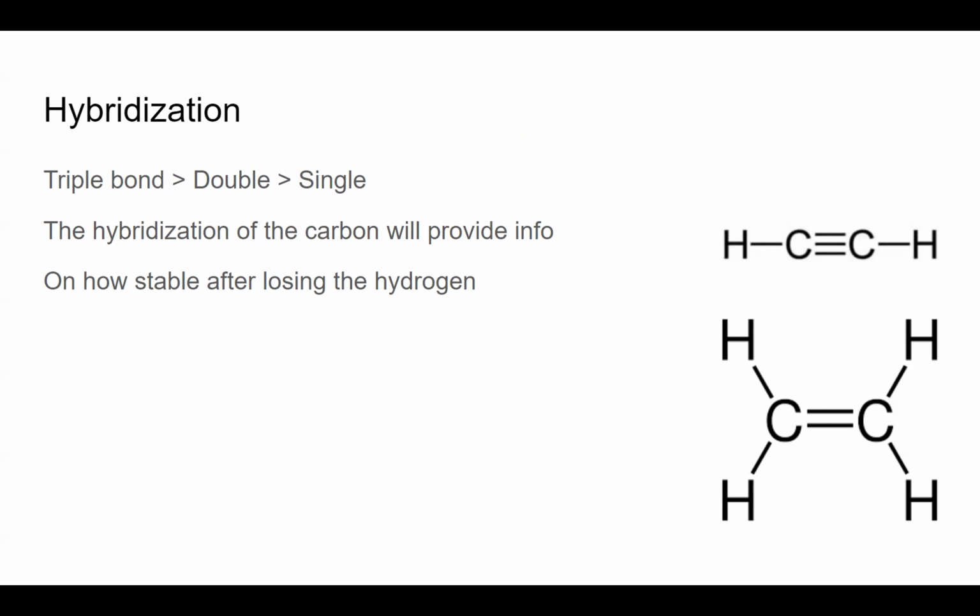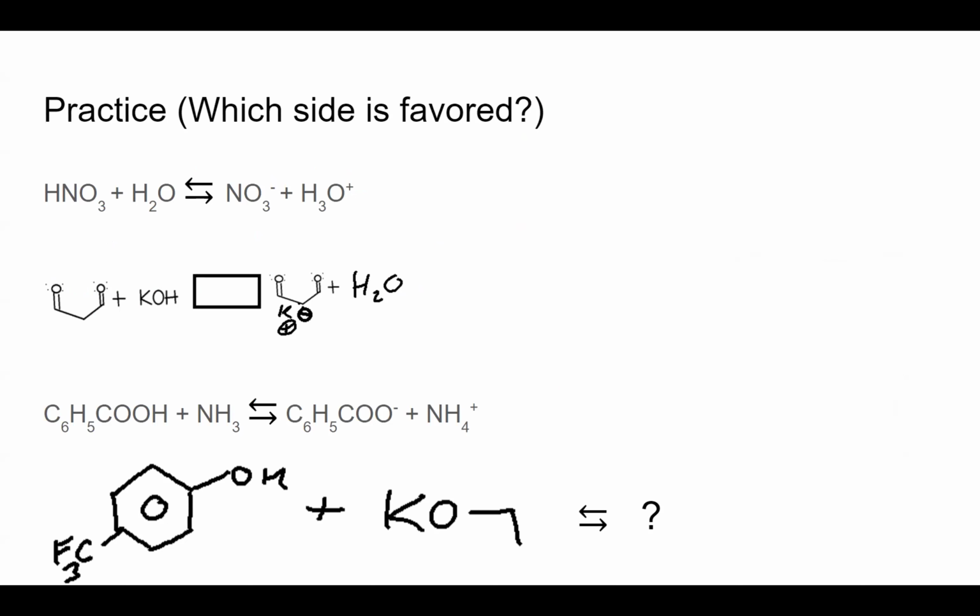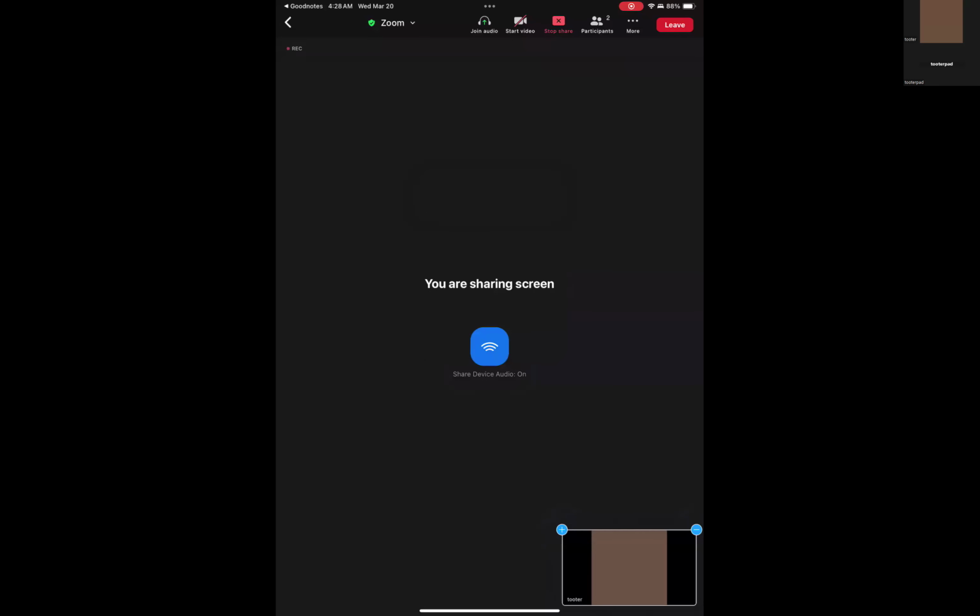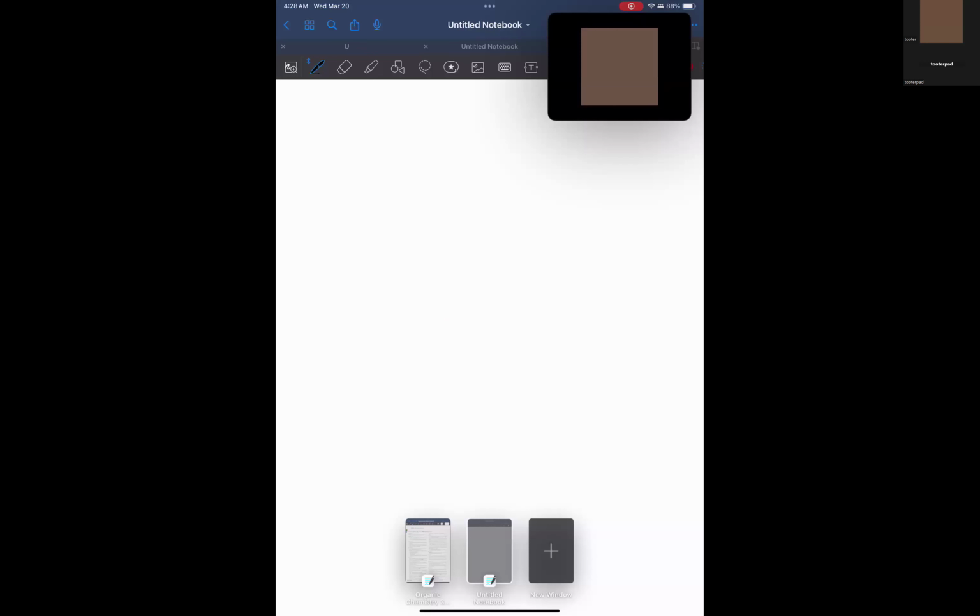Actually, though, orbital is the least important, in my opinion, compared to atom and resonance when looking at acidity. Here's some practice. You can pause the video real quick. All right. I'm gonna swap to my iPad real quick just to do the problems with you guys.